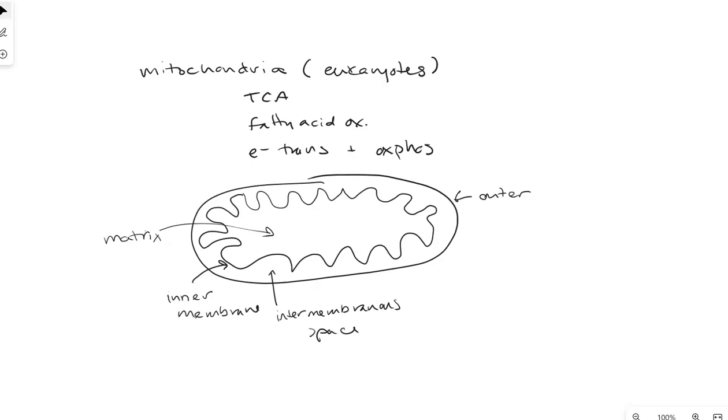Now, the mitochondrial matrix, which we have here in the middle, inside the inner membrane, contains enzymes for the TCA cycle specifically, which is why I had to amend my previous statement.